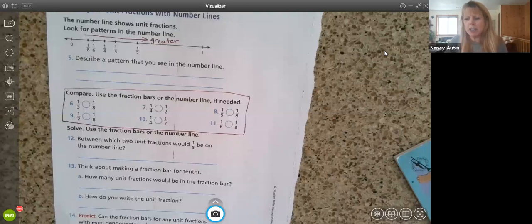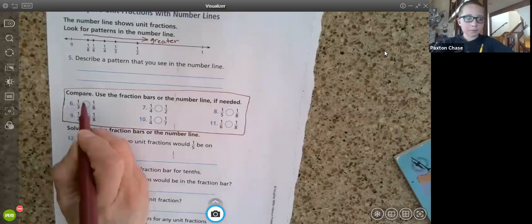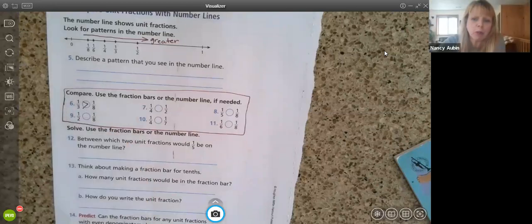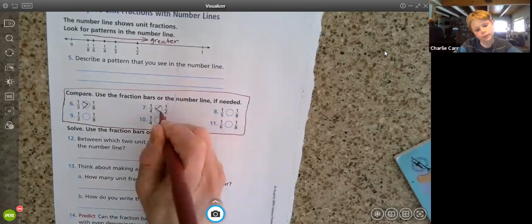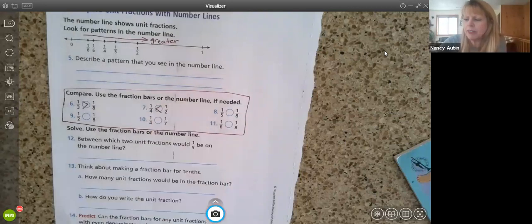All right, Paxton, what do you think 1/3 compared to 1/8 equals? Which is greater? 1/3. The greater gator should have eaten the third. Well done. Charlie Carr, number 7, 1/4 or 1/2. Which one would be greater? 1/5. You're so smart. Next, Cooper, 1/5 or 1/8. Which would be greater?